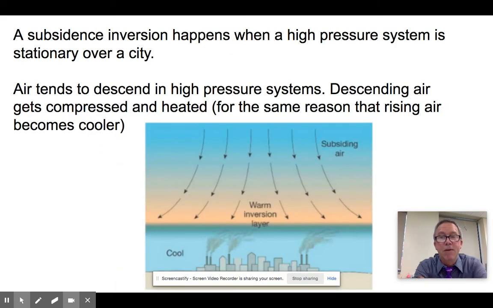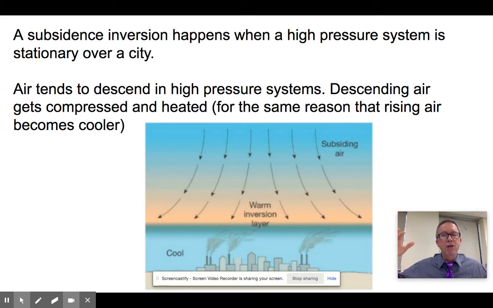Now there's another kind I want to talk about. This one's a little bit trickier to get your head around, but it's called a subsidence inversion. Basically, you've probably heard of high pressure and low pressure air masses. When a high pressure air mass moves in over a region, like where I live in the Seattle area when I'm not in Korea, we get these in the summertime, not in the wintertime. In the summertime, we tend to get these high pressure ridges that form.